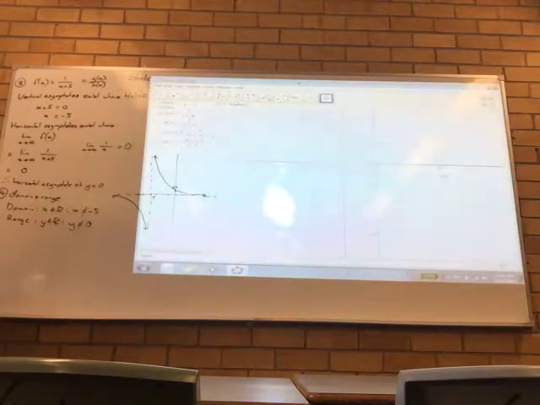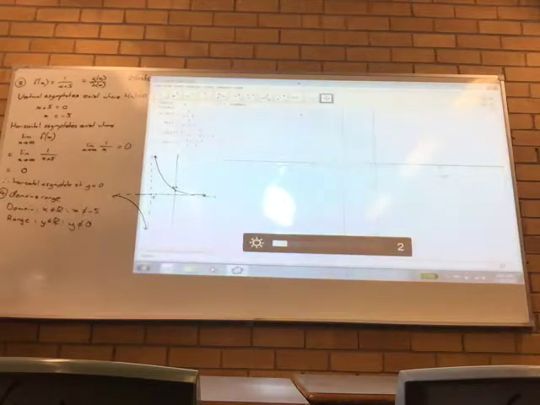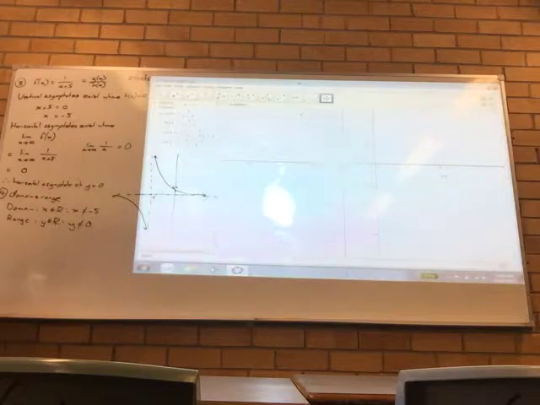Yep, pretty much. Okay, so after you've done your rough sketch, then you need about a third of the page and do an accurate sketch. Okay, so both of you can have a go at drawing the graph.